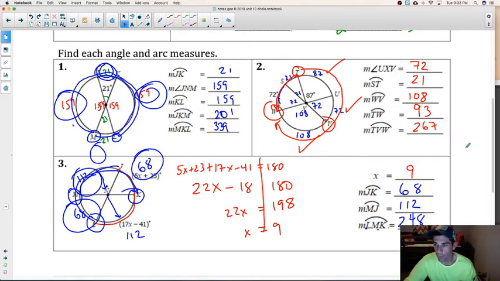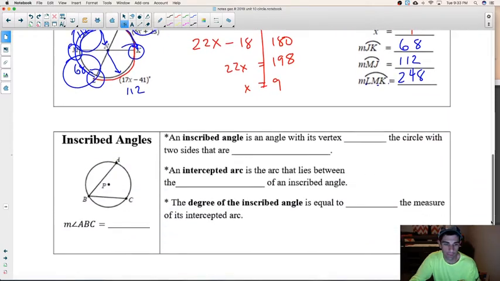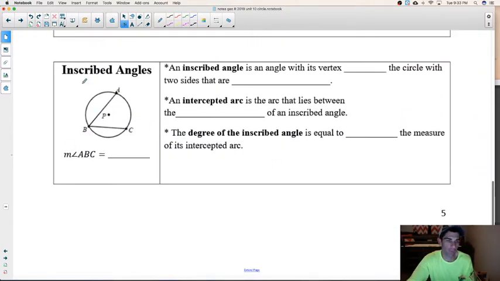So let's jump over now to inscribed angles and see what we have here. Right here is a picture of an inscribed angle. I know it's an inscribed angle because the angle is not in the center anymore, it is on the circle. So an inscribed angle is an angle whose vertex is on the circle with two sides that are chords, right? So they're not the radii anymore because they're not going through the center. An intercepted arc is the arc that lies between the points of an inscribed angle.